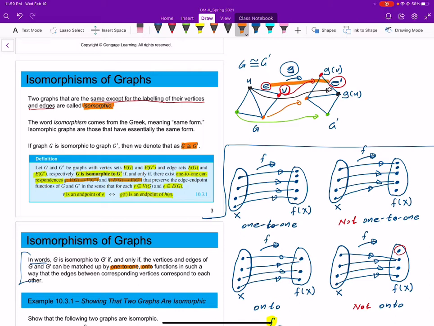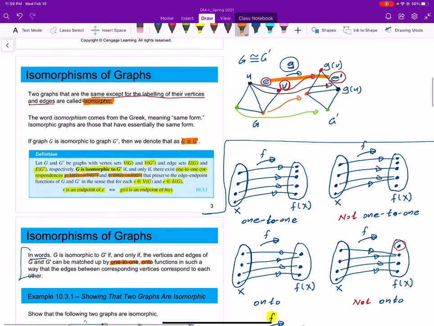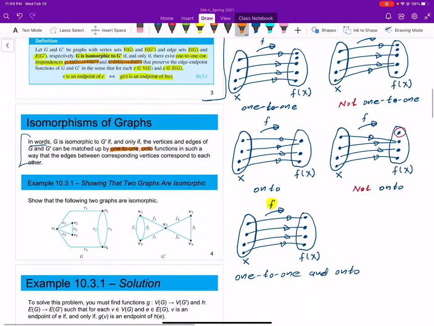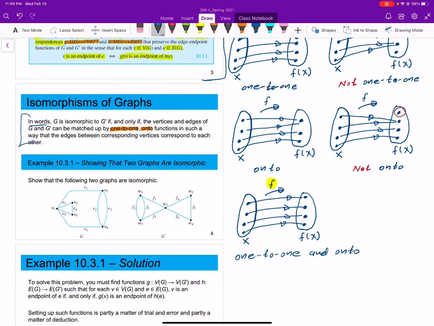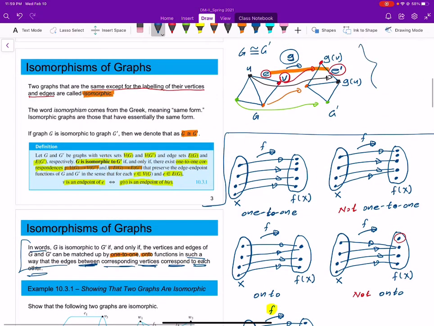Alright, why should they be mapped? Because u is mapped with gu, v is mapped with gv, so e should map with e prime. That is, the edge between vertices. If two vertices are matching, then the edge between those two vertices should also match, which is explained here, in such a way that edges between corresponding vertices correspond to each other. Okay, that's what I explain here.